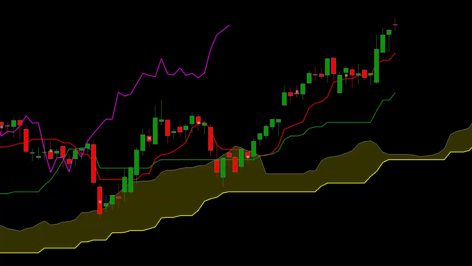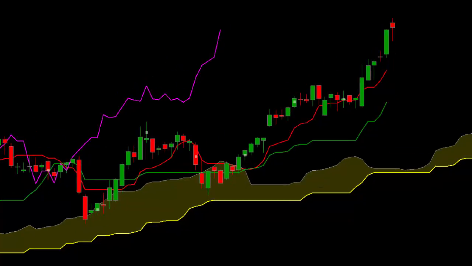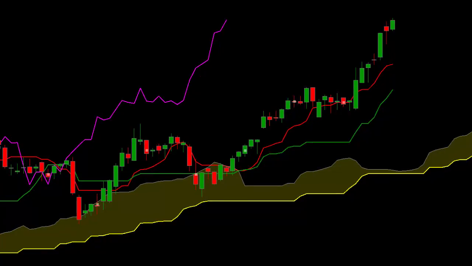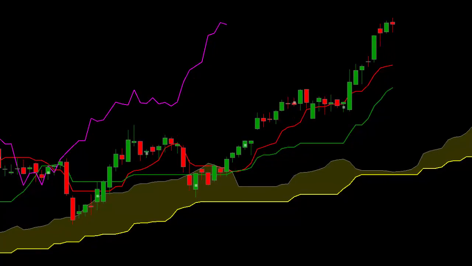I really hope that gives people that are watching an idea for what exactly these lines are, what they mean, and how Ichimoku traders should be using them.